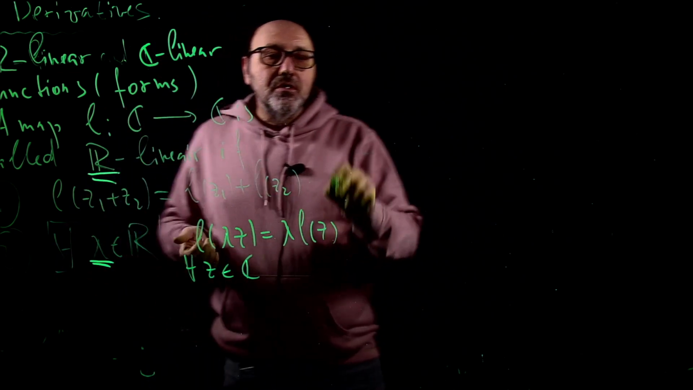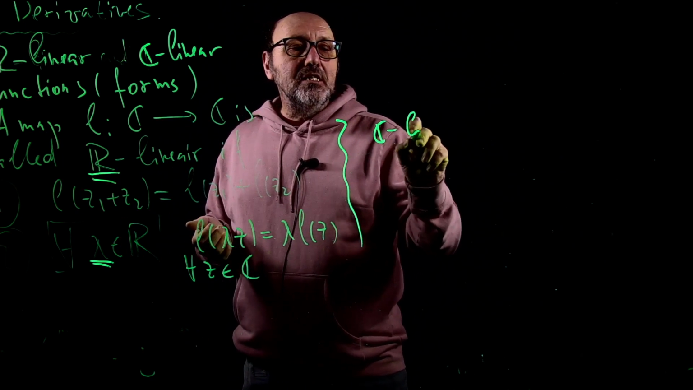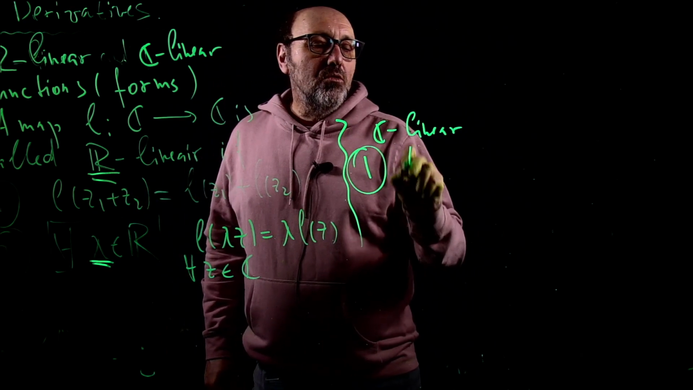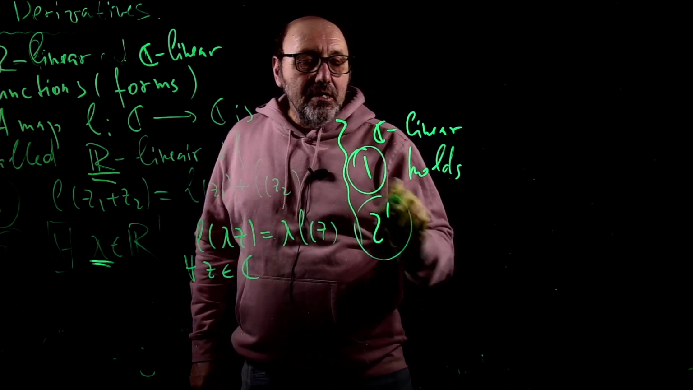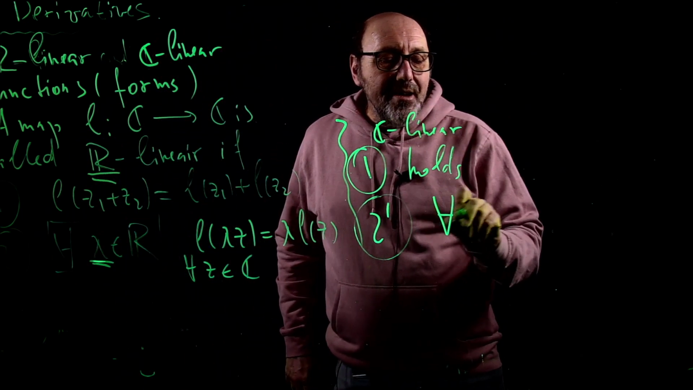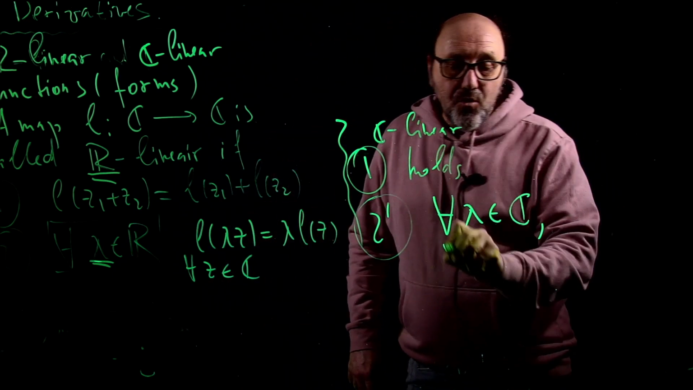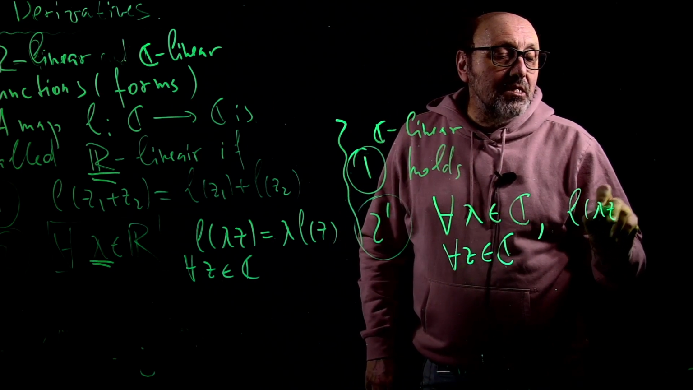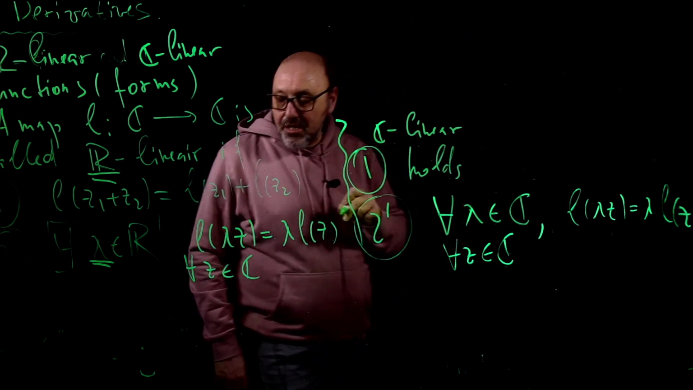And of course, now if we consider the parallel definition, the form is C-linear if the same property 1 holds, and instead of 2 we have this property in the stronger form. We require that for any complex scalar lambda, and of course for any complex z, we have L of lambda z is equal to lambda L of z. So this is complex linear forms.